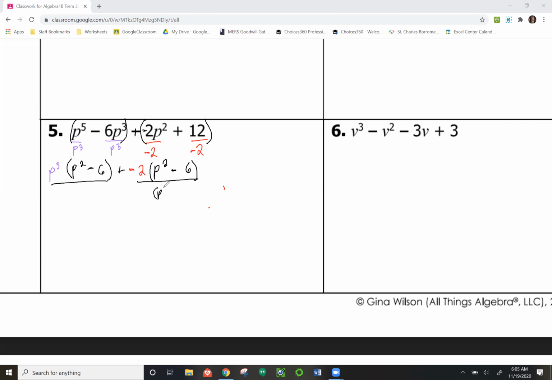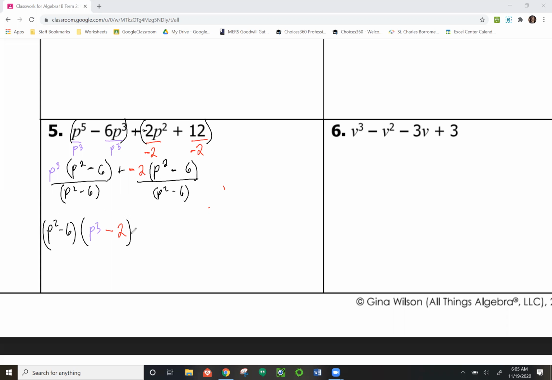So that's what I can divide out of these terms now. Okay, I get to take out that p squared minus 6 and p squared minus 6. So what are we left with? So I got p squared minus 6. And then inside my next parentheses, I have p cubed, and I'm just going to say minus 2.